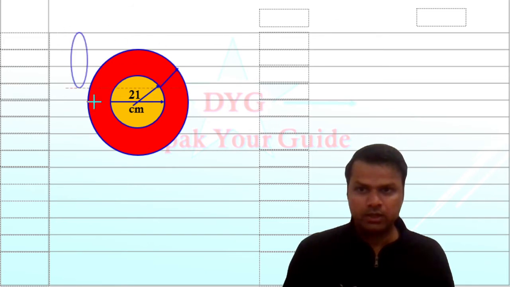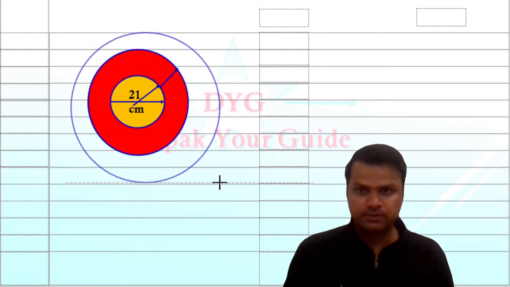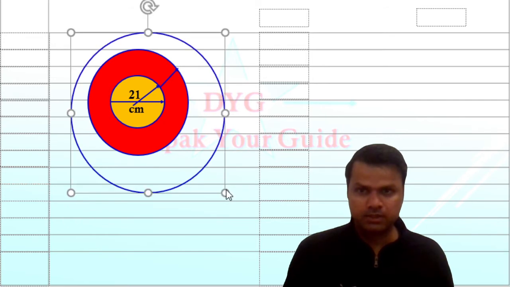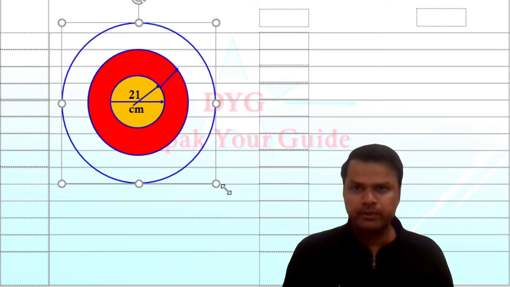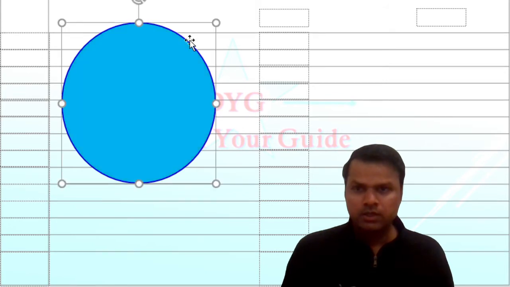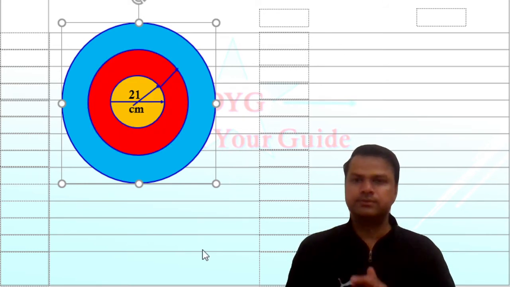Third one will be outside this. Arrange it properly. This is the one. This color should be blue. So let me change the color to blue. Okay, this is the blue.